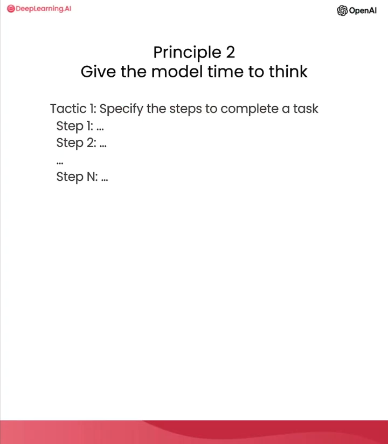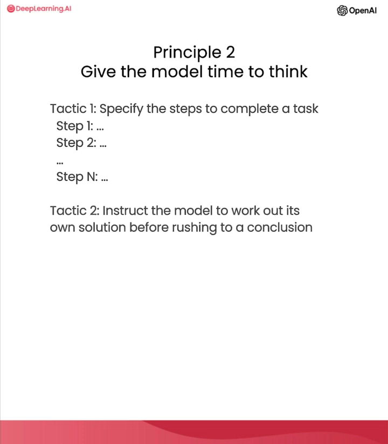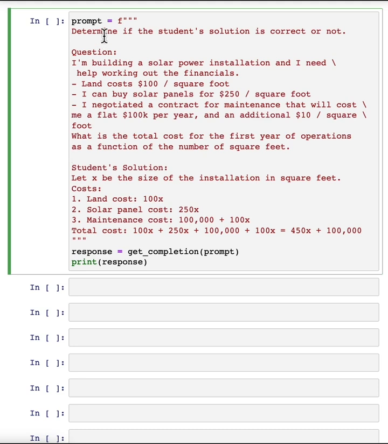Our next tactic is to instruct the model to work out its own solution before rushing to a conclusion. Again, sometimes we get better results when we explicitly instruct the model to reason out its own solution before coming to a conclusion. This is the same idea that we were discussing about giving the model time to actually work things out before just saying if an answer is correct or not, in the same way that a person would. So in this prompt, we're asking the model to determine if the student's solution is correct or not.